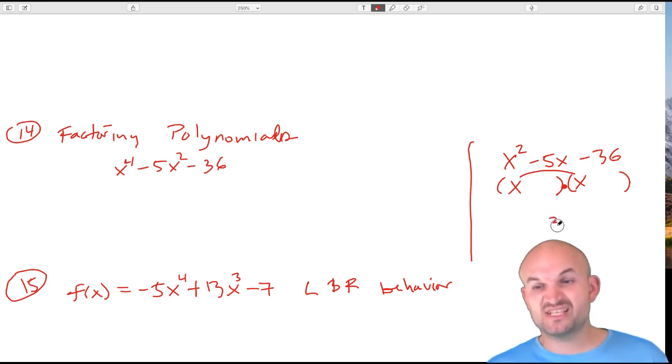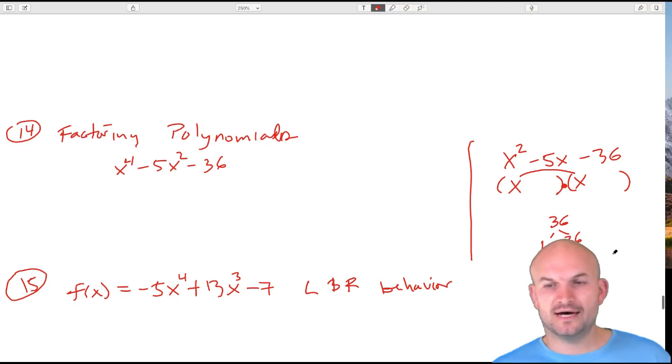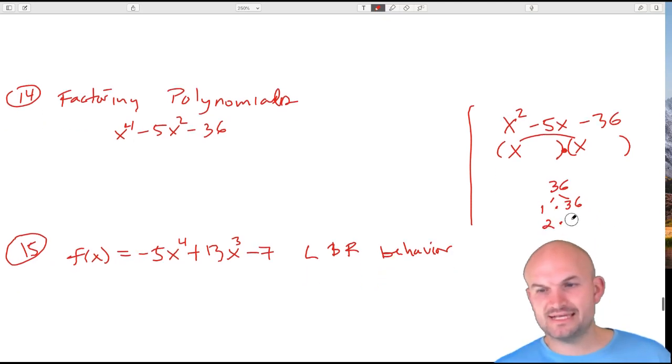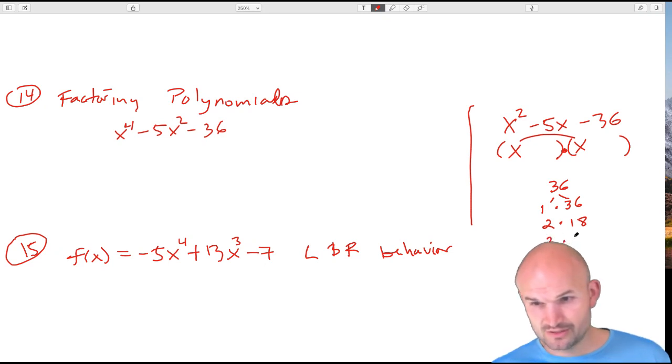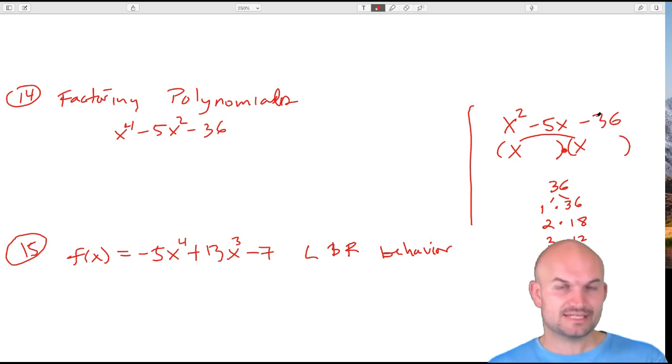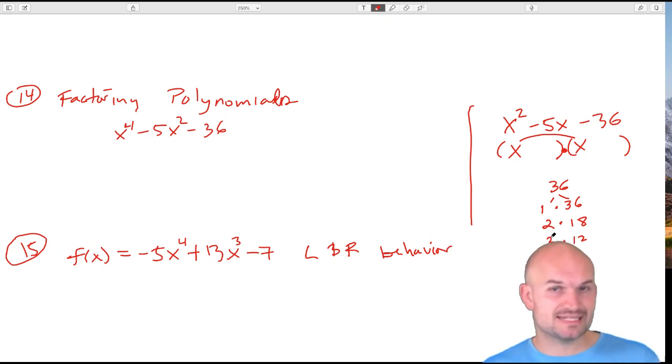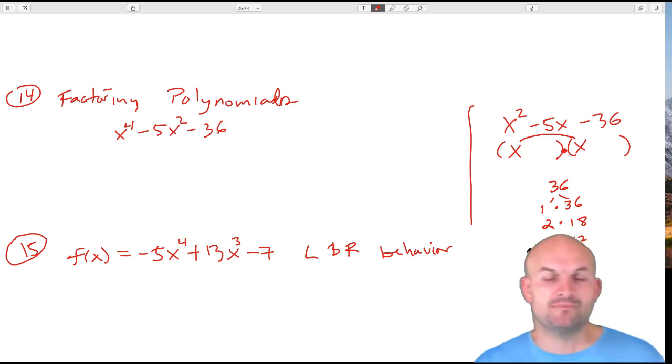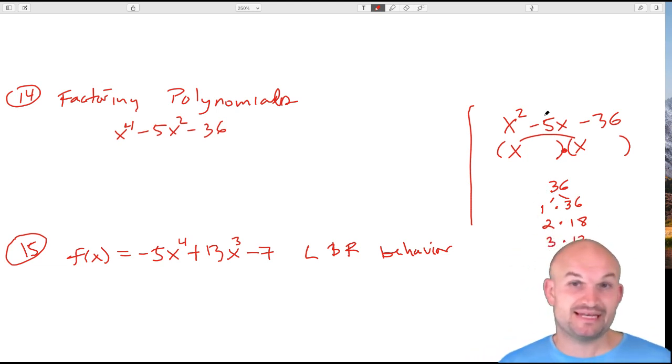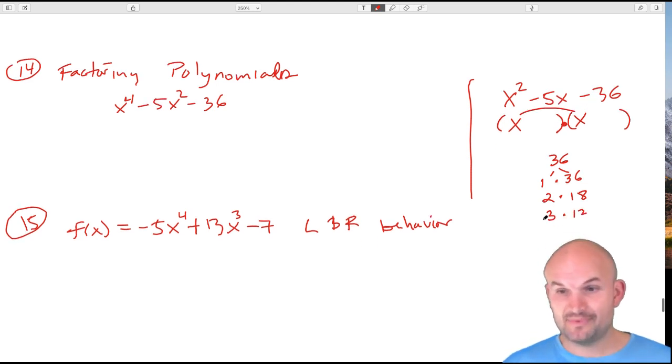So what I'm going to do is list out the factors of 36. Let's do this slowly, I guess. And this would be 2 times 18. Let's see, 3 goes into there 12 times. And again, I'm looking for a difference. Since this is a negative 36, one of these factors is positive and one of these factors is going to be negative. So I'm looking for a difference of these two factors to be negative 5. So that doesn't happen. So then I go 4 and 9, and voila, these have a difference of 5.